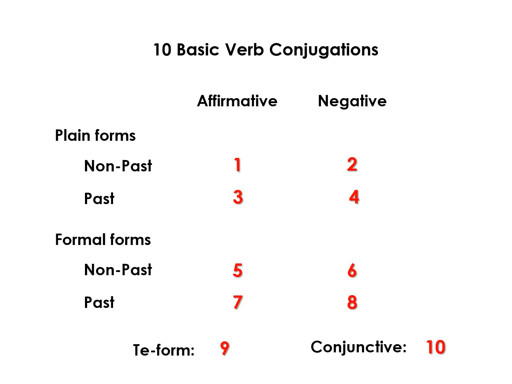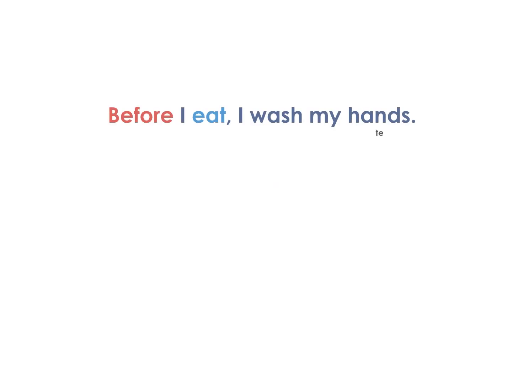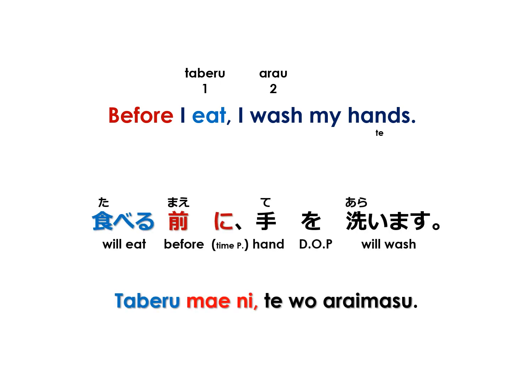If you recall the 10 basic verb conjugations, the conjugation that we use for before is the plain non-past affirmative, which is also the dictionary form of the verb. For example, the sentence, before I eat, I wash my hands. To eat is taberu, a category 1 verb, and wash is arau, a category 2 verb. The whole sentence in Japanese would be taberu mae ni te o araimasu.